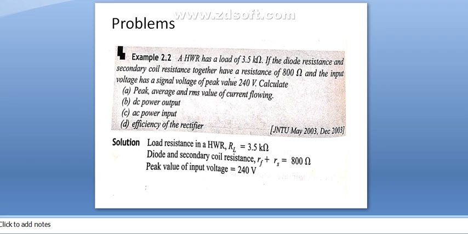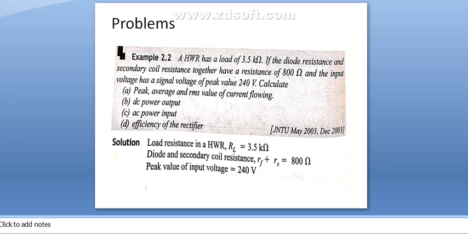You see this problem, a half wave rectifier has a load of 3.5 kilo ohms. So here RL is 3.5 kilo ohms. If the diode resistance and the secondary coil resistance together have a resistance of 800 ohms, so here RF plus RS equal to 800 ohms. And the peak value of input voltage is 240 volts. Okay, they are the given values.